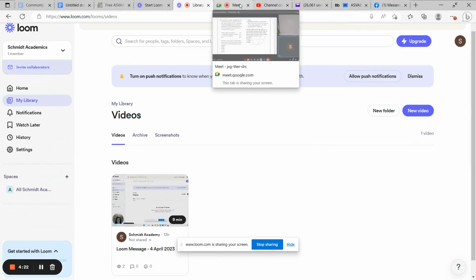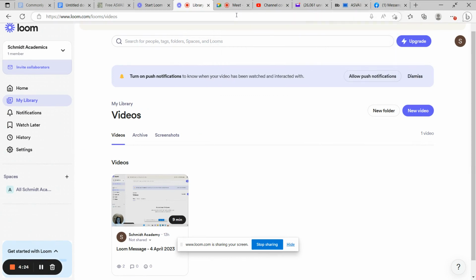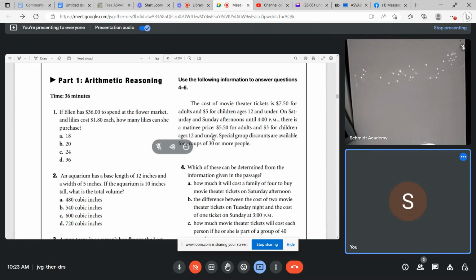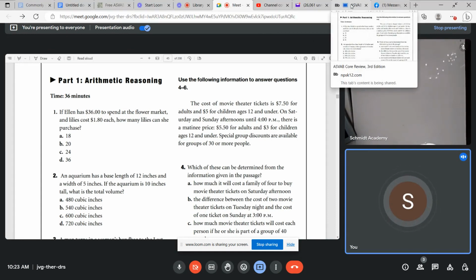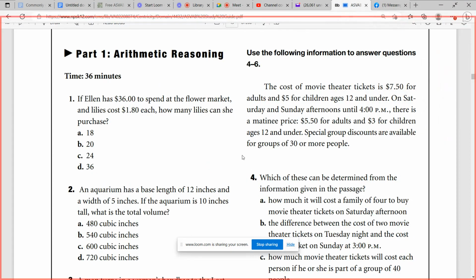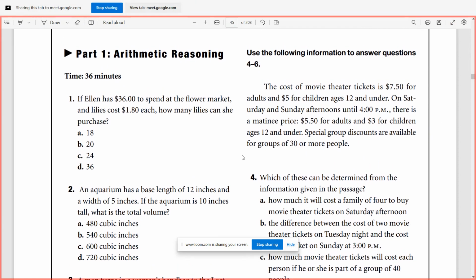Okay, we are now ready for number 4. Okay, let's see here what we have. I'll go over here to number 4. Use the following information to answer questions 4 through 6. The cost of a movie theater ticket is $7.50 for adults and $5 for children ages 12 and under.